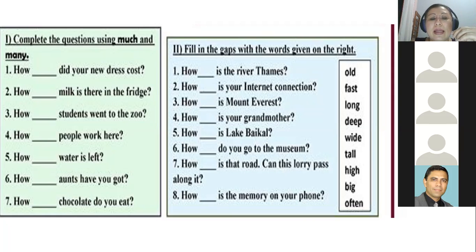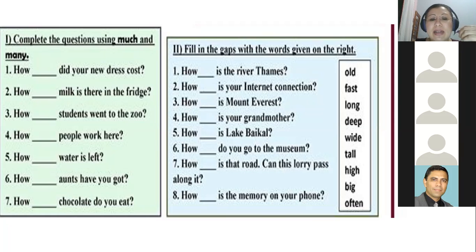Okay, number 4, how old is your grandmother? Old. Yes, how old? Number 5, how deep is the lake? Deep. Very good. Number 6, how often do you go to the museum? Often. Yes, often. Very good.